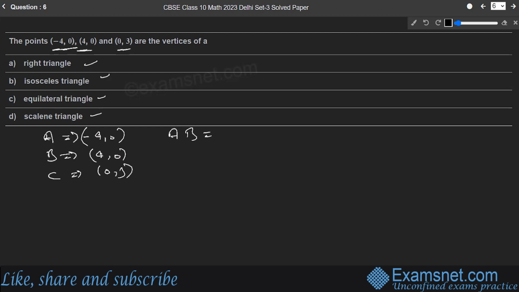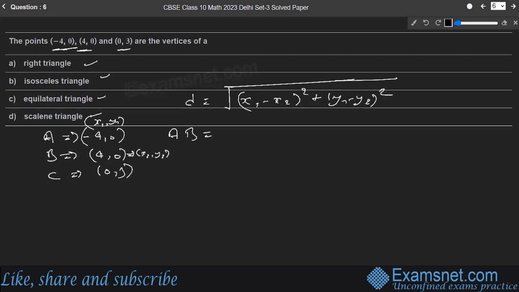So AB, we can use the distance formula. The distance formula is nothing but the square root of (x1 minus x2) whole square plus (y1 minus y2) whole square. That is the distance formula. Now, when we are finding the distance between A and B, let us say minus 4, 0 is x1, y1 and 4, 0 is x2, y2.